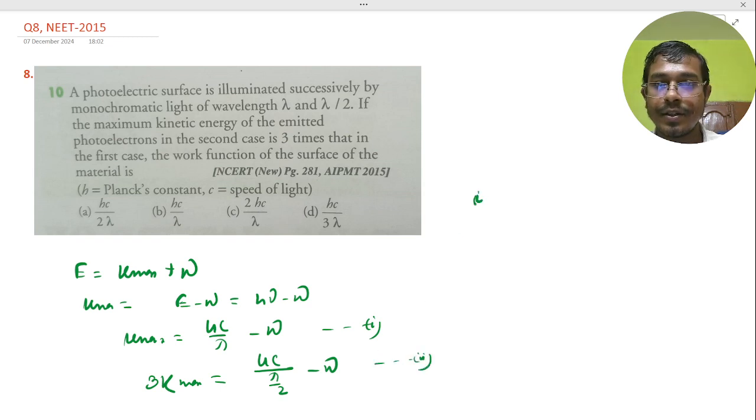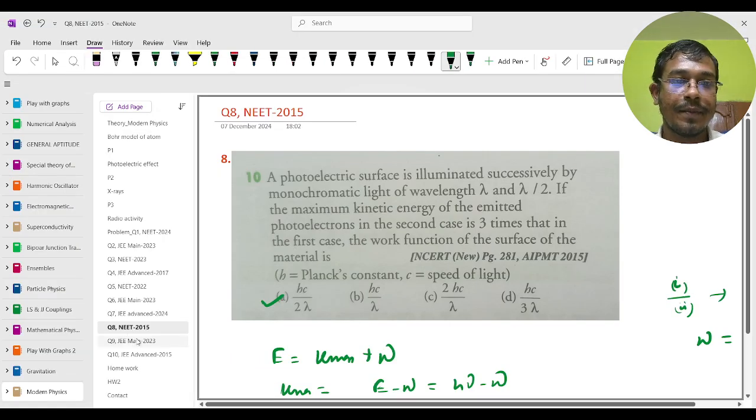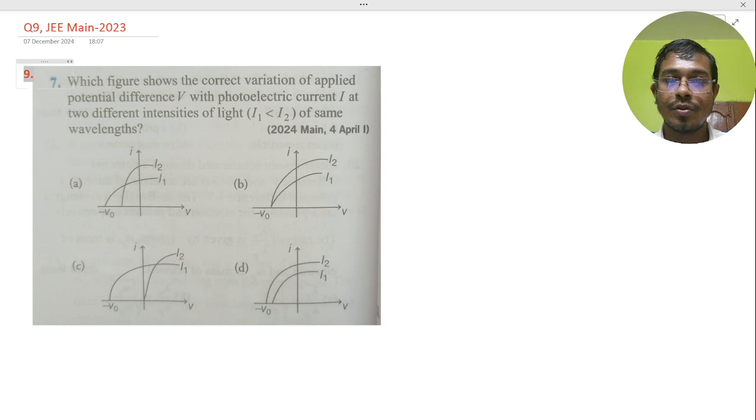We just divide equation 2 by 1 and get W. The work function is hc by 2 lambda. Work function is hc by 2 lambda. A option would be the correct. So our next question comes in JEE Main. Which figure shows the correct variation of applied potential, where I1 is less than I2?